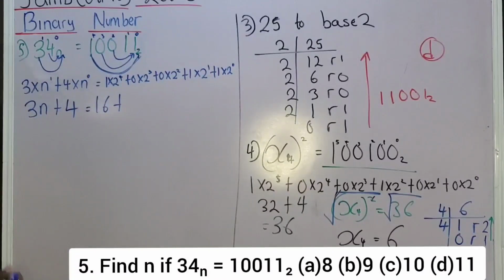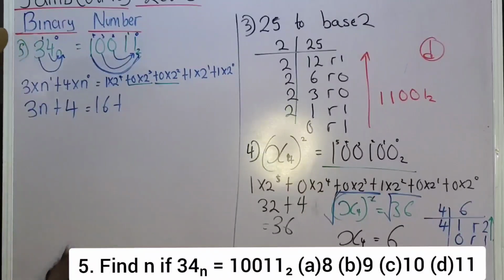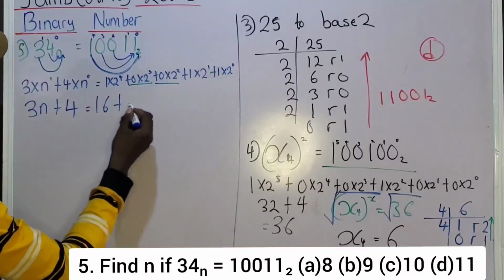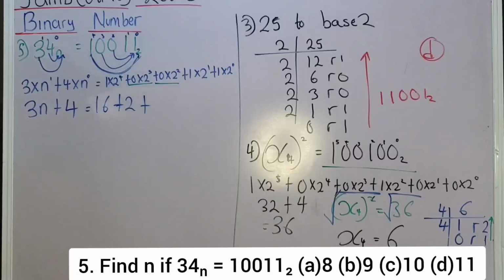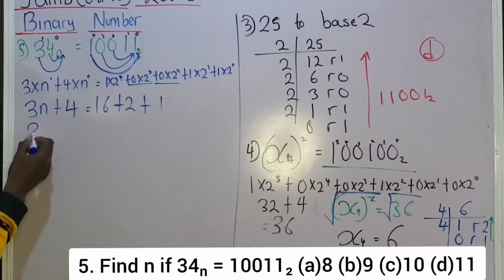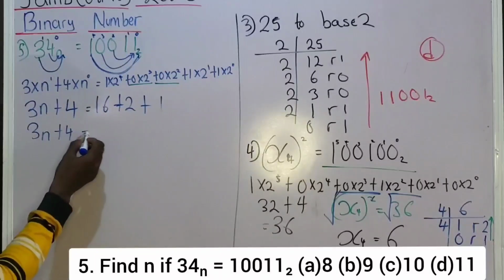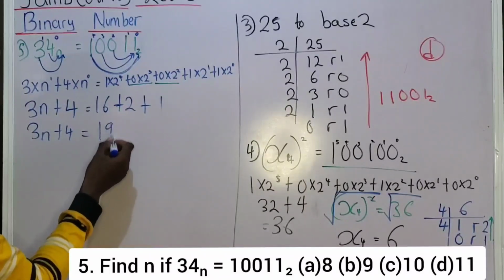plus 0 times 2 raised to the power of 3, that is 0, okay? You didn't have to waste your time here because you are dealing with Jamb. This will be 0, this will be 0. You understand, okay? Now, we have 1 times 2 raised to the power of 1, that is plus 2, plus 1 times 2 raised to the power of 0. 2 raised to the power of 0 is 1. 1 times 1 will be what? 1. Okay? So I'm going to have 3n plus 4 is equivalent to 16 plus 2, 18. 18 plus 1, 19. Okay?